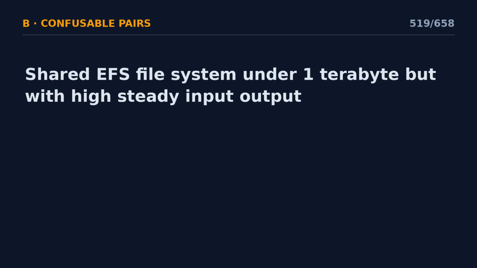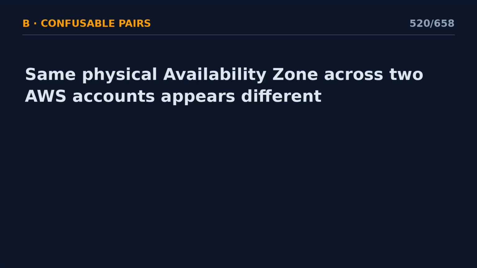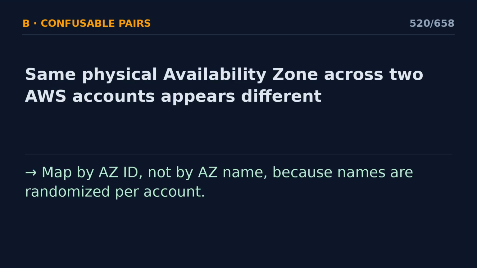Shared EFS file system under 1 terabyte, but with high steady input-output. Answer: EFS provisioned throughput, because throughput is not tied to the small stored volume. Same physical availability zone across 2 AWS accounts appears different. Answer: map by availability zone ID, not by availability zone name, because names are randomized per account.